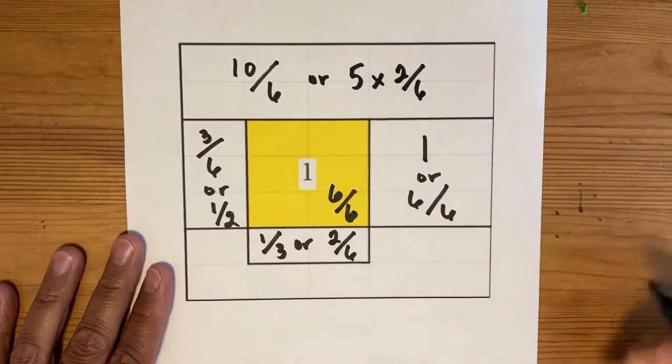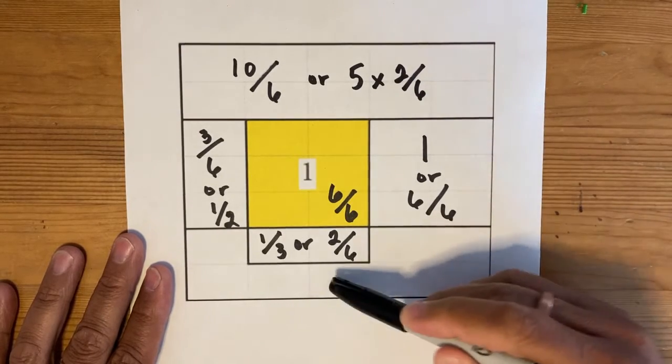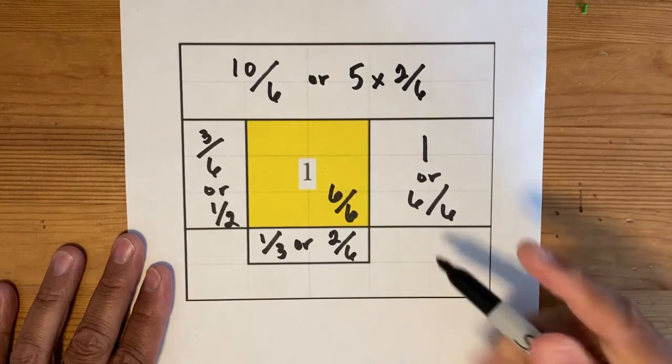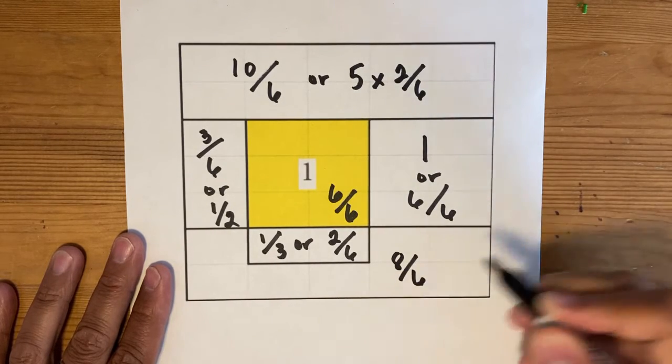All right, one more region down here. I'm going to count the sixths. 1, 2, 3, 4, 5, 6, 7, 8 sixths. So I'm going to call this region down here 8 sixths.